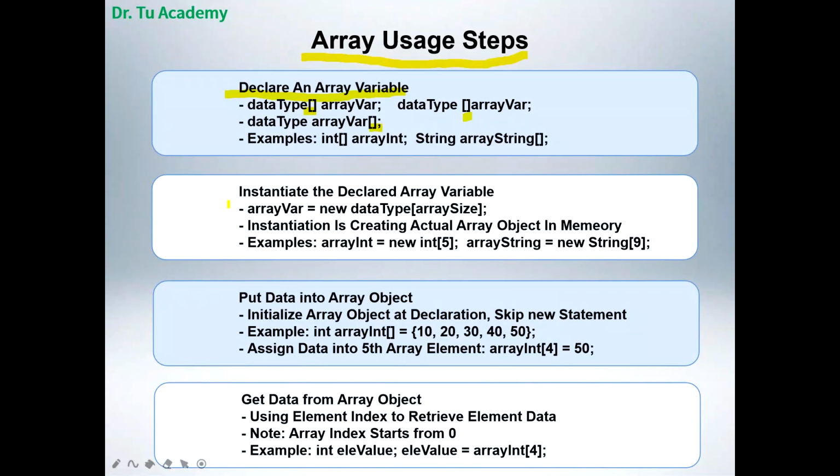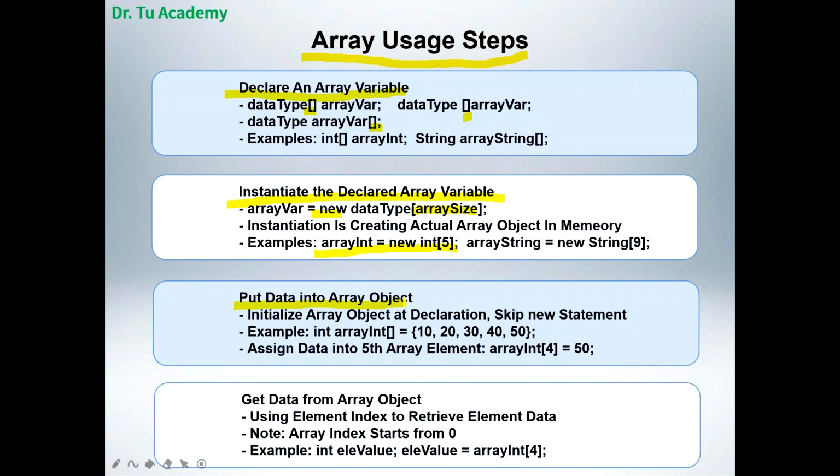Then we instantiate the declared array variable. We use the new keyword to instantiate the array variable, but we have to put the size of the array into the bracket. Here's an example. In this array, the size is 5, so we have 5 elements.